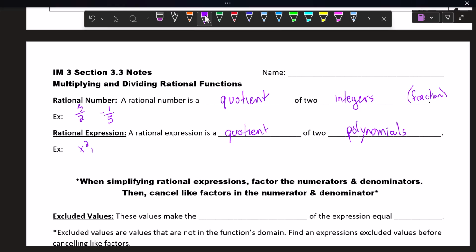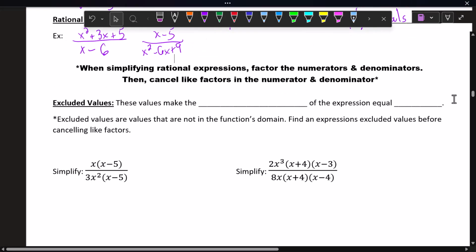So maybe x squared plus 3x plus 5 over x minus 6. Something like that. Or even x minus 5 and then x squared minus 6x plus 9. Anything like that. When simplifying rational expressions, factor the numerators and denominators, then cancel like factors in the numerator and denominator. Okay, I can do that.